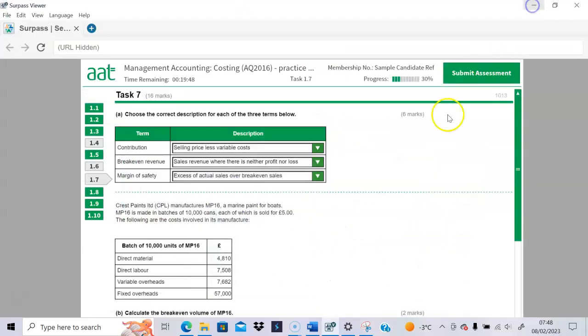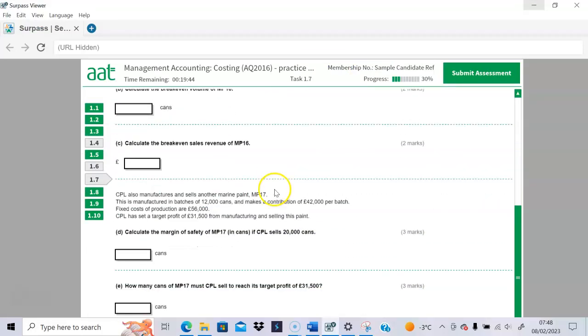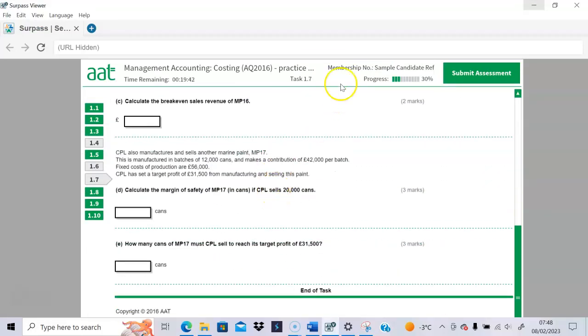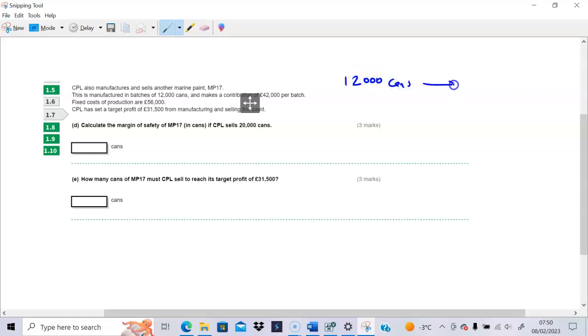Okay, great stuff. That's that. So we've done that, and then I think we have a new question here. Right, I've just brought this up. So I think the best thing to do with these questions is to really just try and understand what the question is saying. So it's sort of saying that, listen, when you make a batch of 12,000 cans, you get a contribution of £42,000.